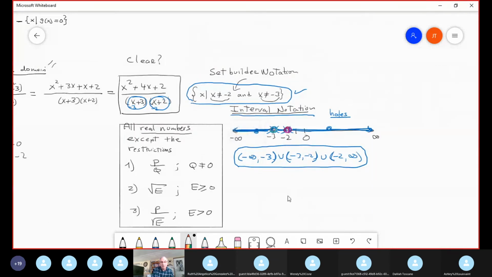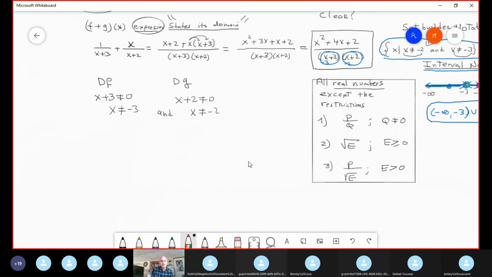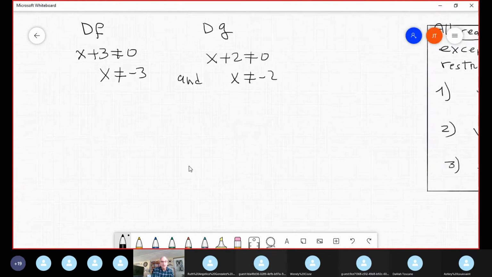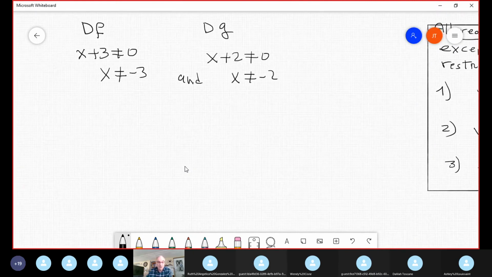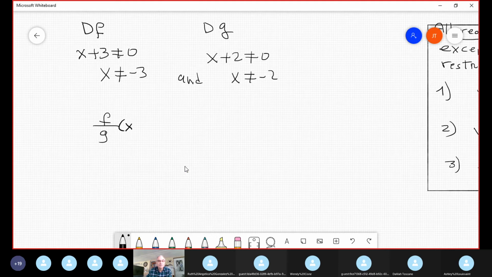Let me take advantage of the same example, but I want to change something. The complicated thing is division. Suppose in the test I ask you: find the expression and state its domain of the combination F divided by G of x. Well, I try to do my best. I know that the function F is 1 over x plus 3, remember, it's given at the beginning, right? And the function G is x over x plus 2.